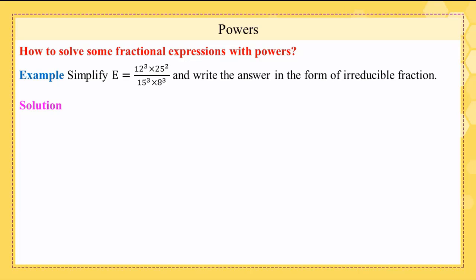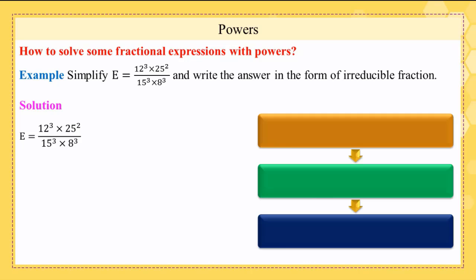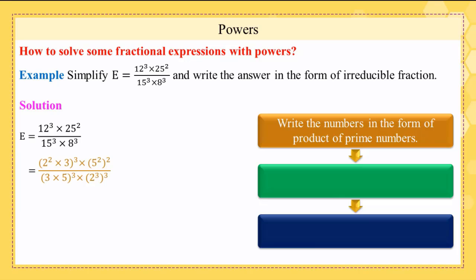Example: simplify E. Write the answer in the form of an irreducible fraction. Solution: in order to simplify E, we summarize the steps. First, write the numbers in the form of a product of prime numbers. Hence, we write the numbers 12, 25, 15, and 8 as a product of prime numbers. 12 is 2 square times 3, 25 is 5 square, 15 is 3 times 5, and 8 is 2 cube.